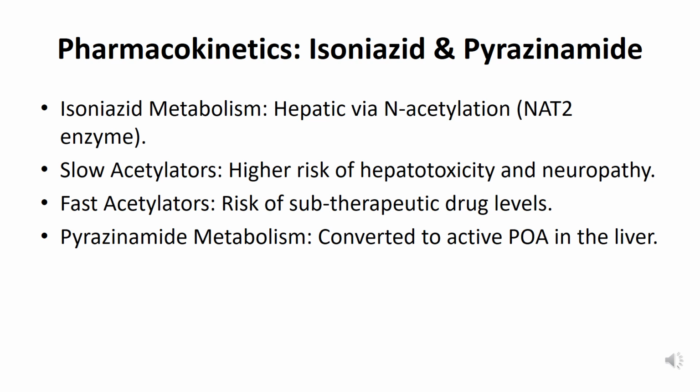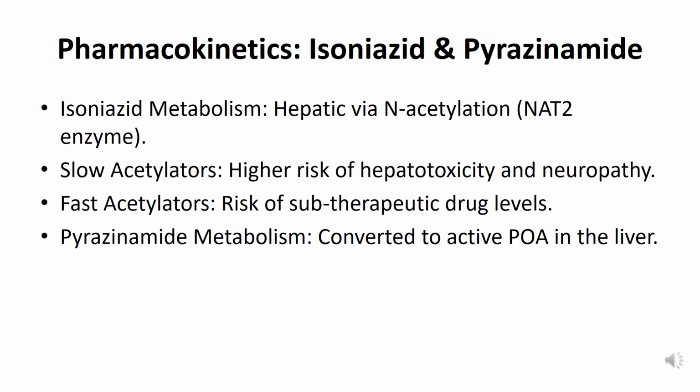However, before it can be eliminated, it must be metabolized. This process occurs primarily in the liver. The key metabolic pathway is called N-acetylation. The enzyme responsible for this reaction is known as N-acetyltransferase 2, or NAT2. Interestingly, not everyone processes isoniazid at the same rate. Genetic differences in the N-acetyltransferase 2 enzyme create distinct groups of patients.